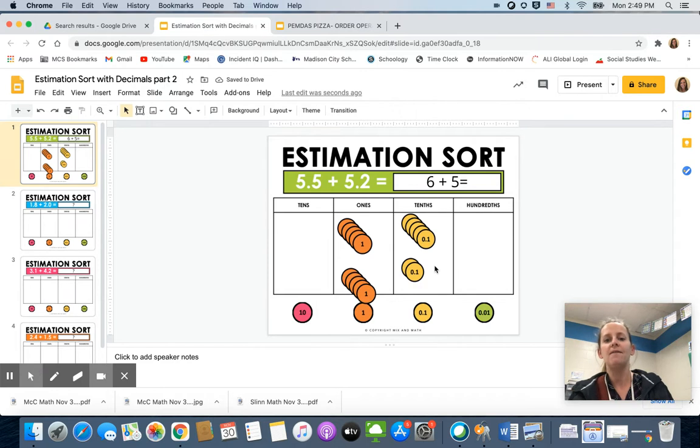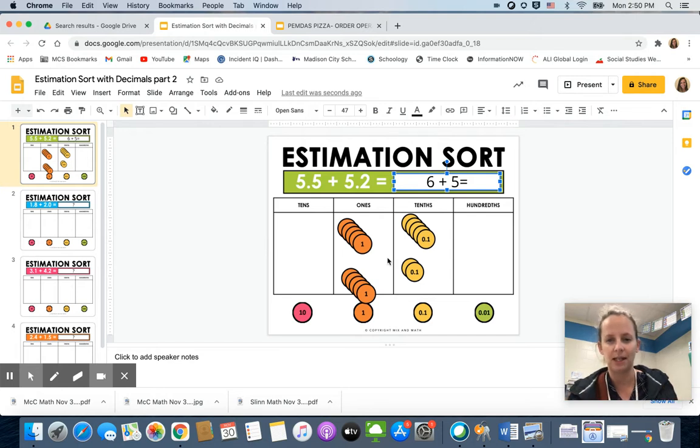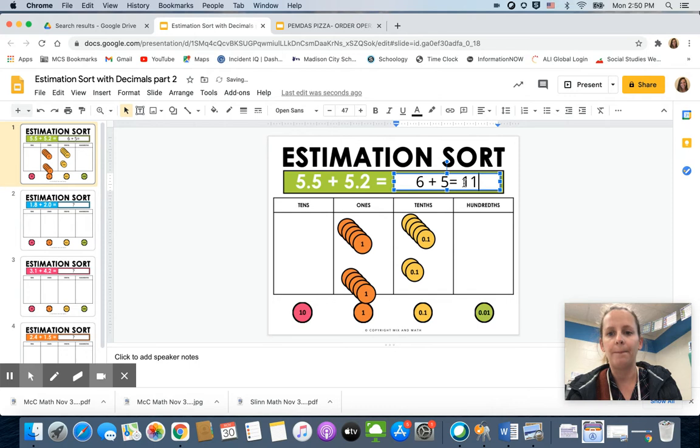So the reason I like this activity is it gives you a sense that your sum should not be bigger than a certain amount, if that makes sense. I don't know if that's a good way to say it. I'll have to think of a better way to say it. But it's kind of the idea that when you calculate your exact answer, if you are really, really far off from 11, which is our estimate, then your answer probably isn't right.